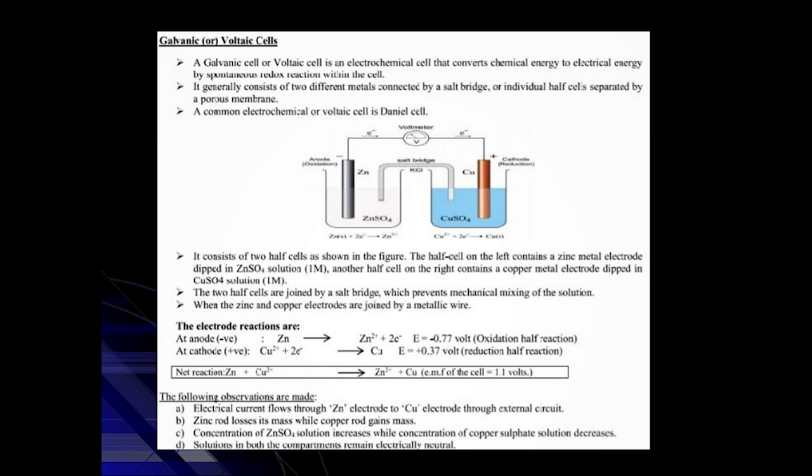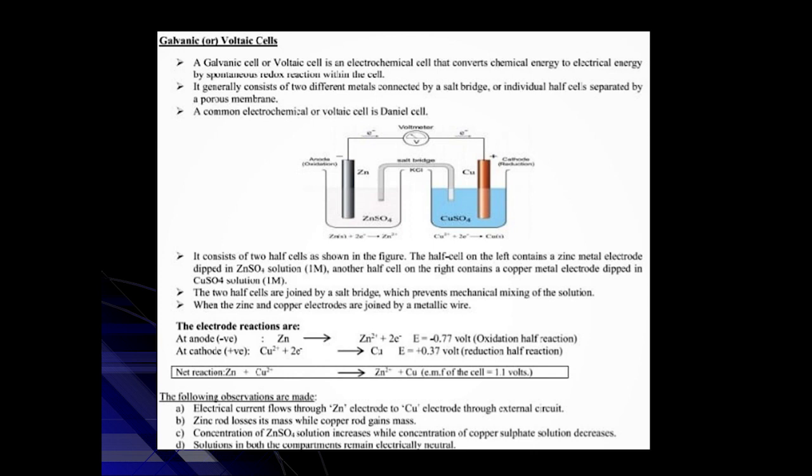Now let us see the net reaction. Zn plus Cu2+ gives rise to Zn2+ plus Cu. The following observations are made in the galvanic cell. Electric current passes from the zinc electrode to the copper electrode through the external circuit. Zinc rod loses its mass while copper rod gains. Means zinc loses its electrons, so its mass decreases.